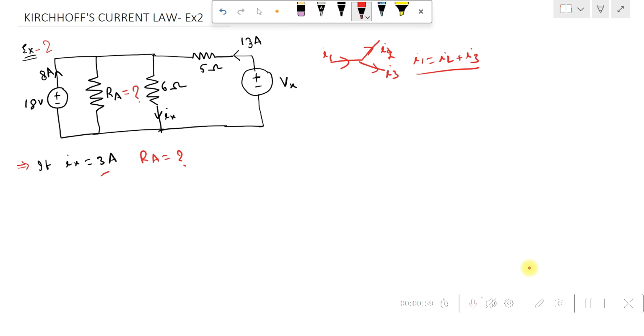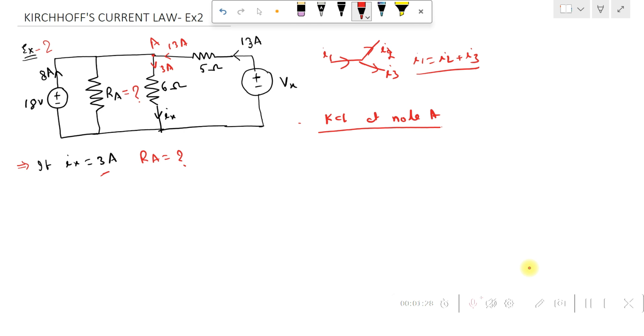So here in this question, 13 amperes of current is going through it, so here also it would be 13. Now Ix is given as 3 amps, which is going downward, so let's write it here, 3. Now this is the node, let's name it as A. If we apply the KCL, we'll write it as KCL at node A.